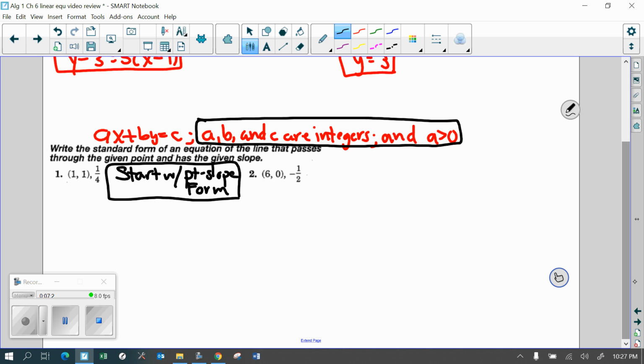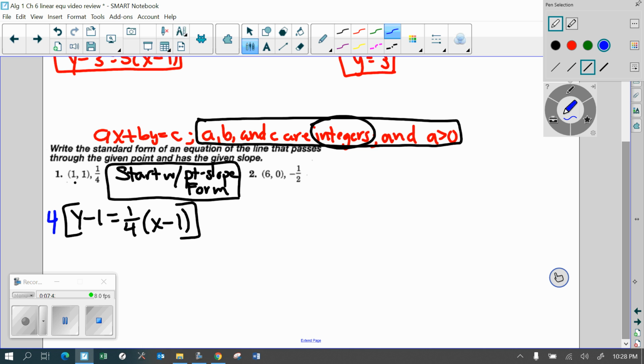So, they already give me a point and the slope. So y minus 1 equals 1/4 times the quantity x minus 1. Now remember, there's no fractions. They have to be integers. So I need to get rid of this 4. So I'm going to multiply the entire equation by 4.